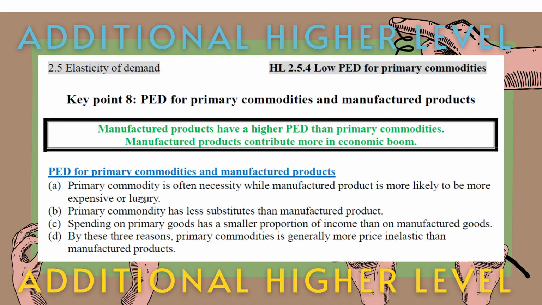So primary commodities are often necessities. Manufactured goods are more likely to be expensive or luxury, right? So primary commodities have fewer substitutes than manufactured goods. And spending on primary goods is a small proportion of income. All these things make primary goods more price inelastic, or less price elastic, depending on the terminology. Sorry, more price inelastic than manufactured goods. The quantity changes very little.